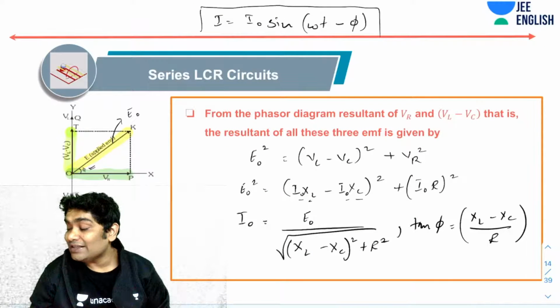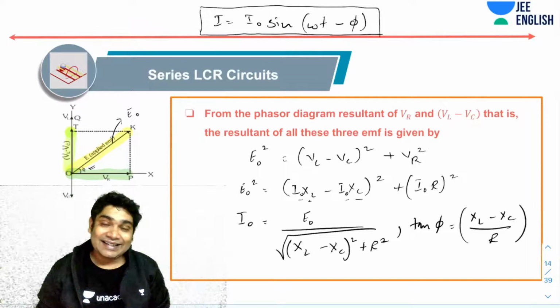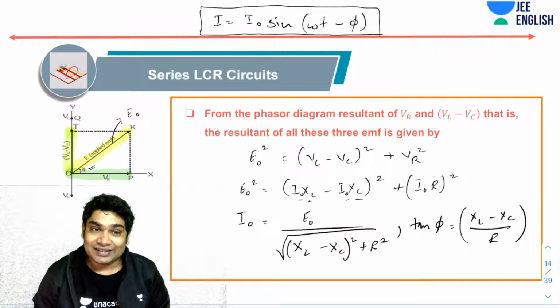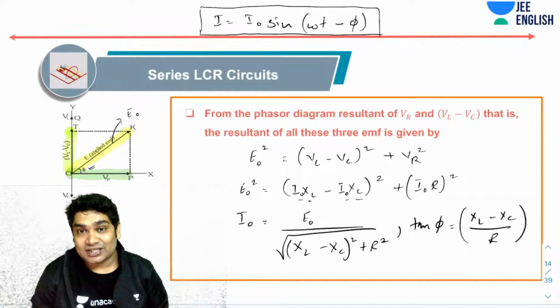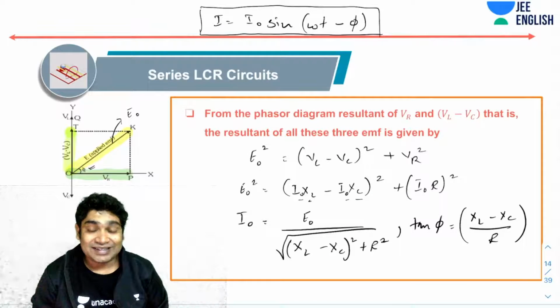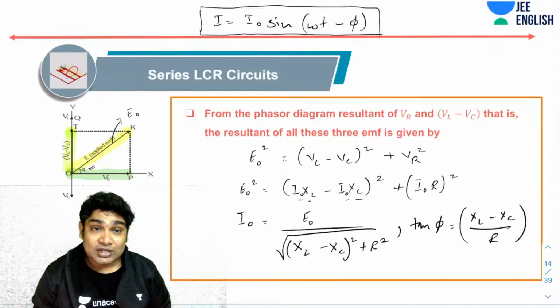Now at any instant you can tell the current in the circuit. You can now at any instant tell everything about the circuit. Okay, what is the voltage difference across the inductor, what is it across the capacitor and the resistor. Okay, so this is how you would have gotten this equation using phasors.